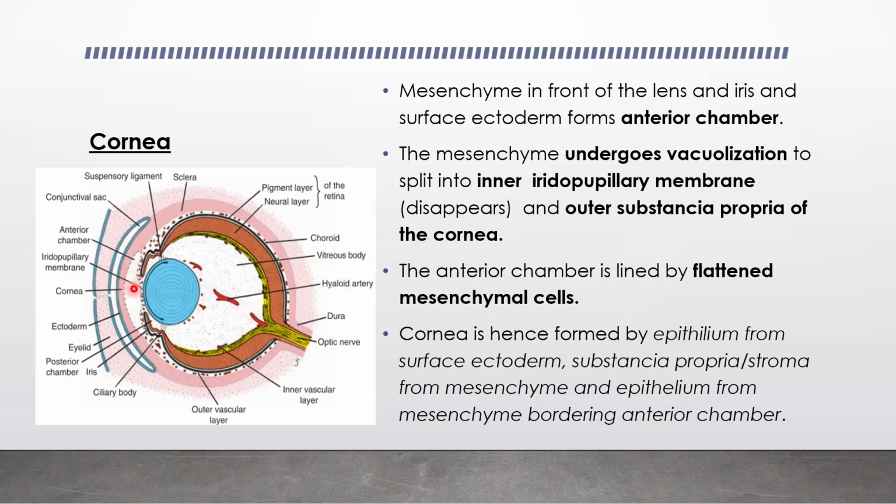So this anterior chamber is lined by flattened mesenchymal cells, which now form a layer of the cornea. And hence the cornea is formed by epithelium from the surface ectoderm, the substantia propria, and epithelium from the mesenchyme bordering the anterior chamber. So at this point, remember the cornea has 5 layers. So we already formed the anterior layer, epithelium from surface ectoderm, the substantia propria from the mesenchyme, and posteriorly we'll have this epithelium from mesenchyme that is bordering the anterior chamber.